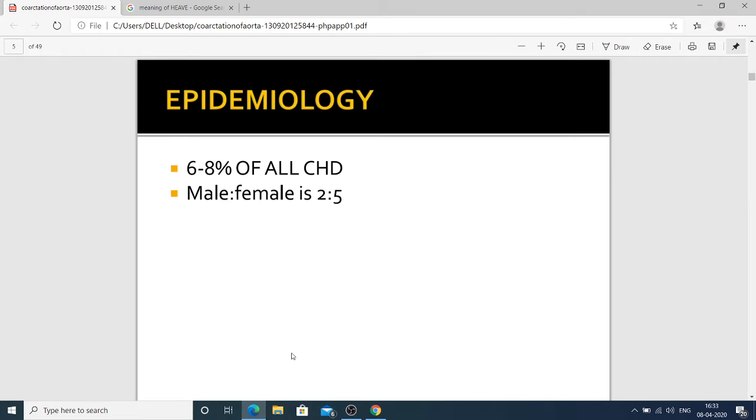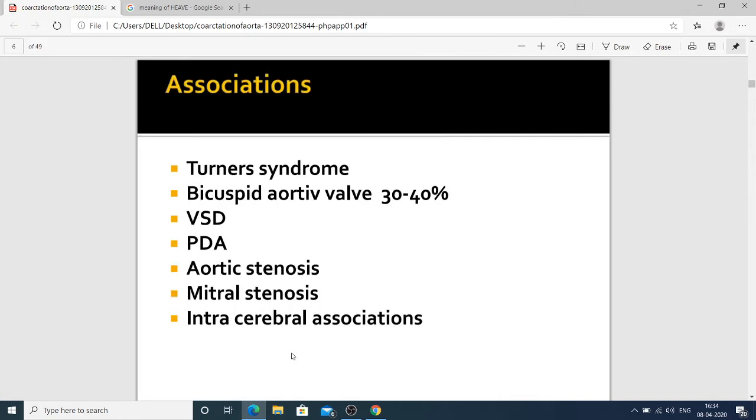Then epidemiology: 6 to 8% of infants or kids suffer from this disorder. Females suffer more as compared to males. Then the next is association. When coarctation of aorta occurs, it is associated with various conditions like Turner syndrome.